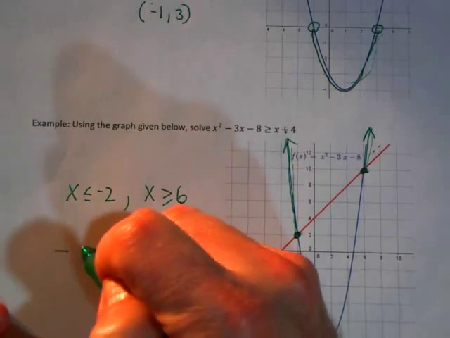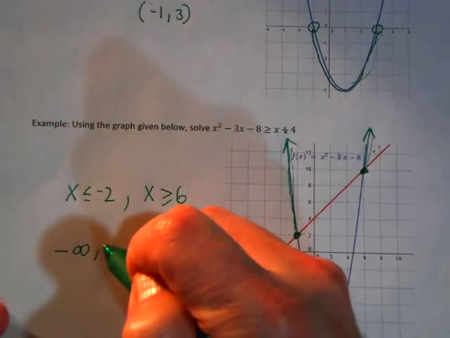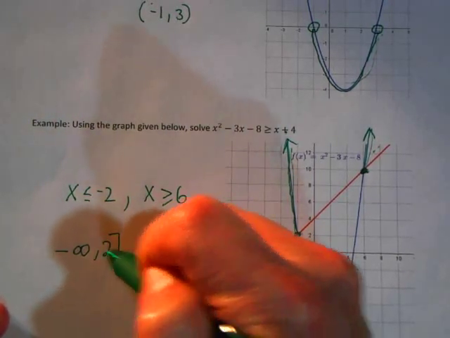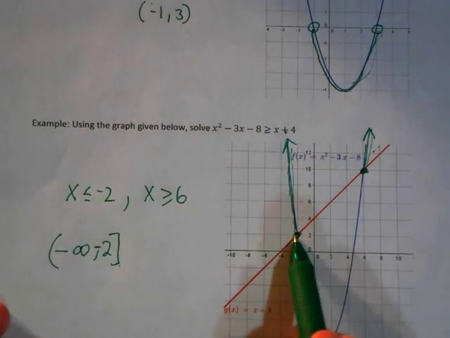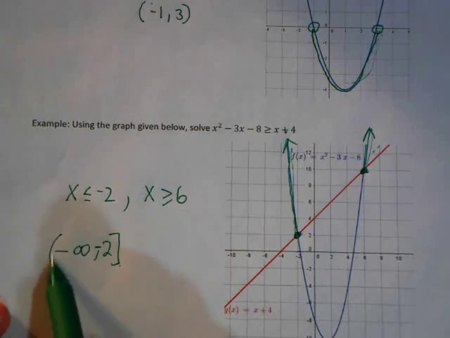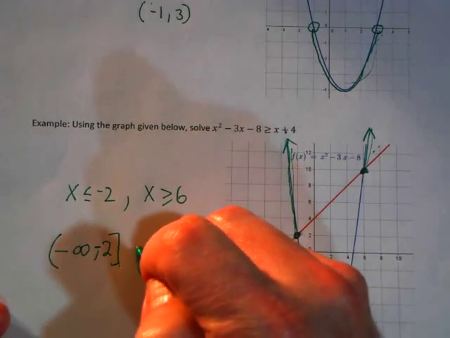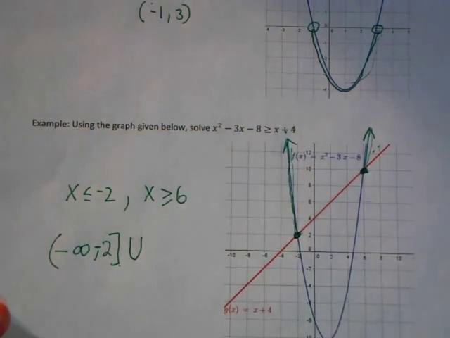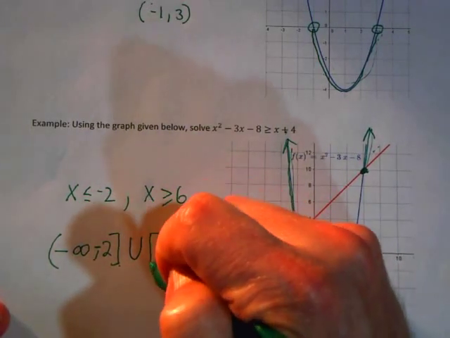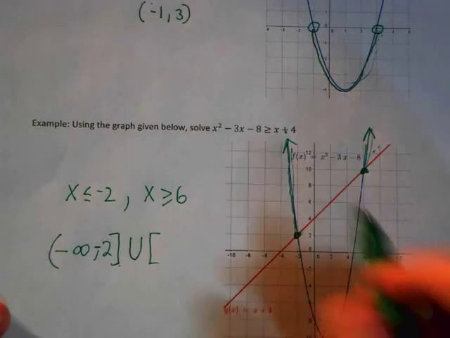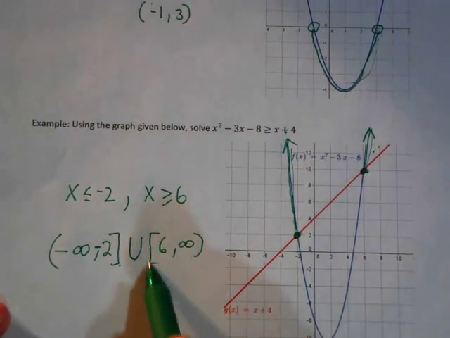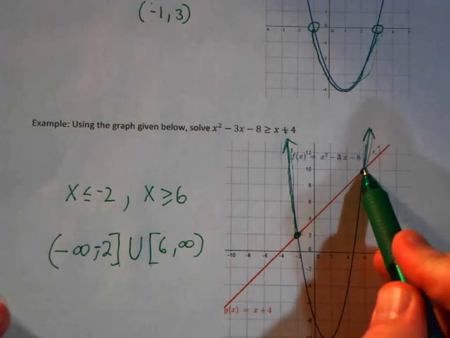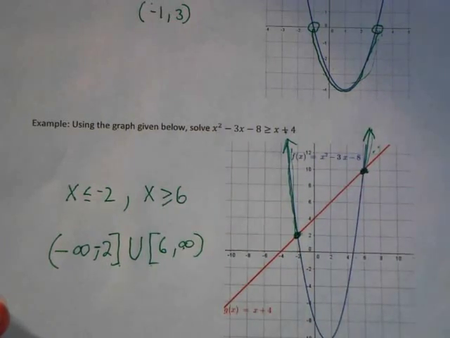And in interval notation, we could write it this way, minus infinity to -2. -2 gets a square bracket because it does have the dot. Infinity and negative infinity always get round brackets. And then you'll typically see that symbol for or union. And then we'll have 6 to infinity. And again, 6 gets a square bracket because it has the dot. Infinity always gets a round.